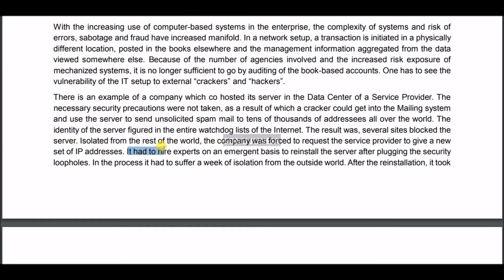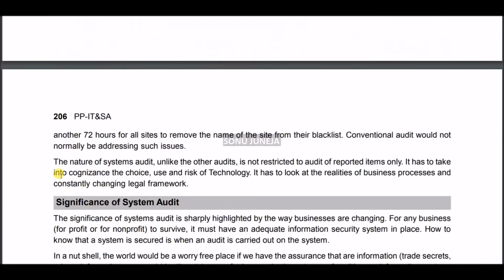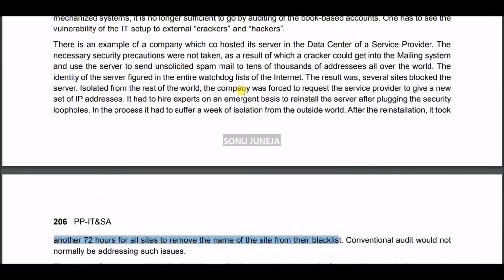It had to hire experts on an emergency basis to reinstall the servers after plugging the security loopholes. In the process, it suffered weak isolation from the outside world. After reinstallation, it took another 72 hours for the site's name to be removed from the blacklist. So just because there was no security on the information system, look at the disaster: 72 hours to unblock the sites, spam mails.